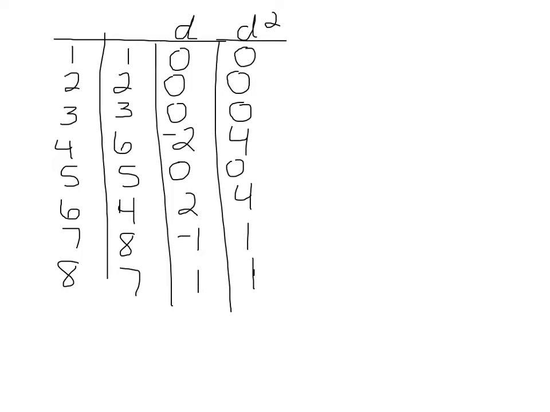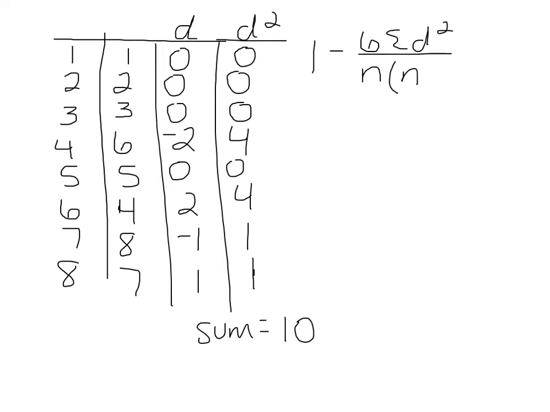All right, so continuing, after we figure out the D squared column, we need to figure out what the sum of that column is. Sum is addition, so you just add those numbers up. 4 plus 4 plus 1 is 10. Again, the formula will be given on the test. It is 1 minus 6 times the sum of D squared over N times N squared minus 1.